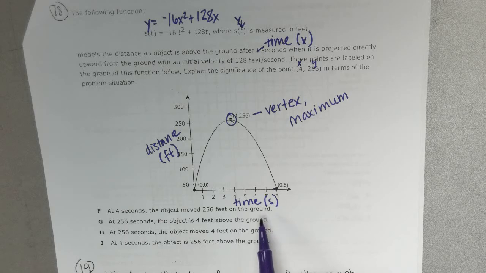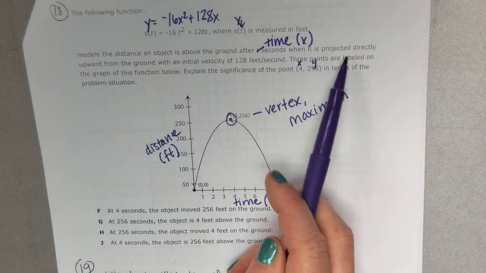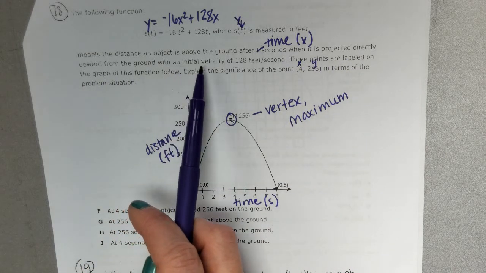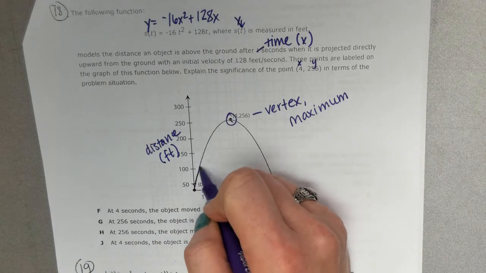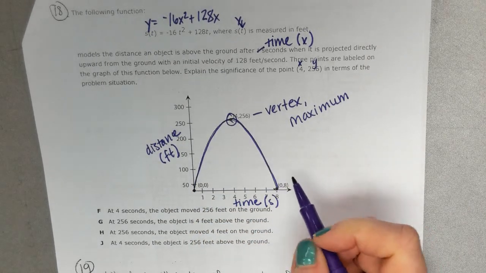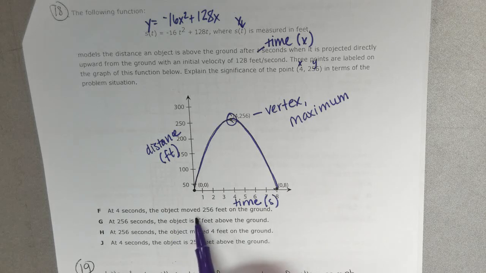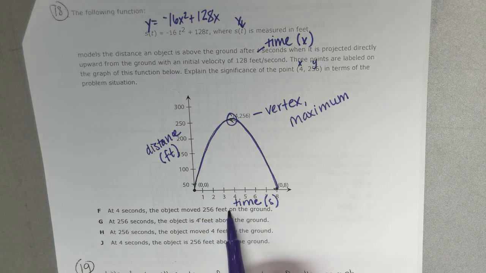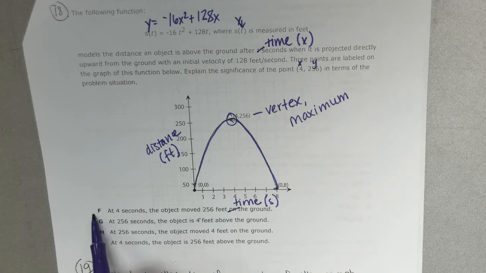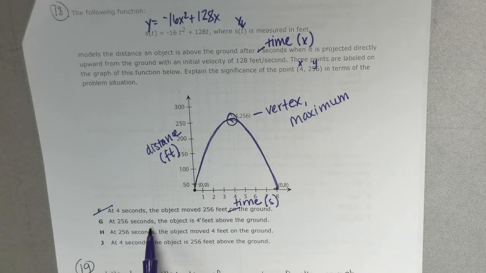Well, let's look back at the problem. It's projected directly upward from the ground with its initial velocity of 128 feet per second. So it goes up to here and then it comes back down. Do you see that? So at 4 seconds, it's moved on the ground? No, it's not on the ground. It's off the ground, so it can't be F. At 256 seconds? No, it's not 256 seconds, it's 256 feet, so it's not G or H. At 4 seconds, the object is 256 feet above the ground.